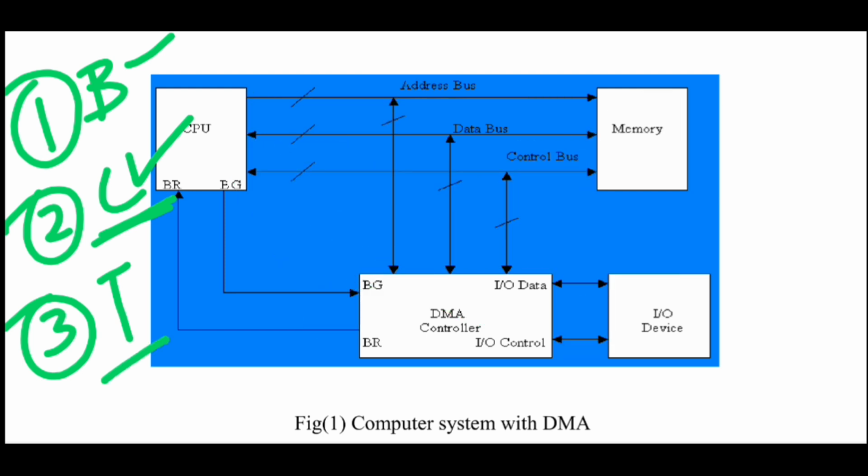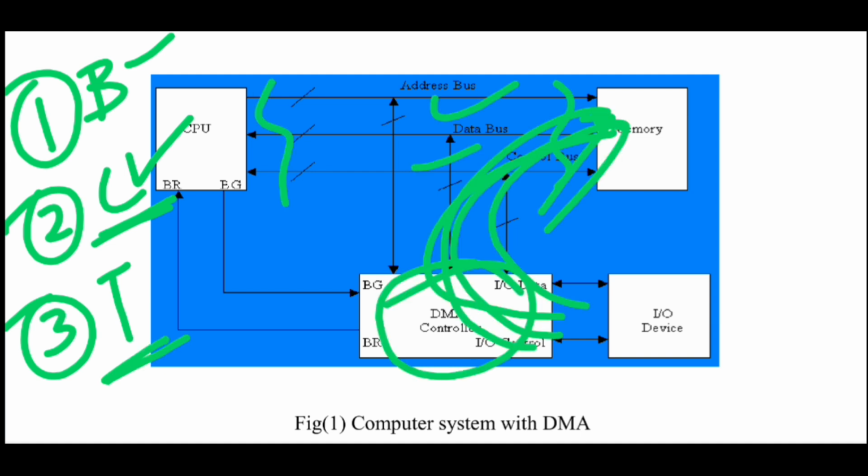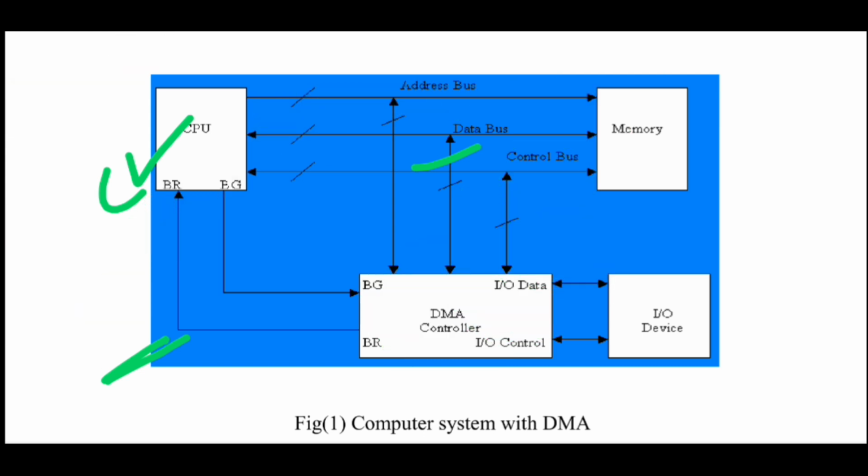Then there is transparent mode. What is transparent mode? When the DMA controller feels the system bus is free, it will immediately transfer the data. When the DMA controller feels that the system bus is free, it says, okay, let's transfer the data. This is called transparent. These are all about the DMA controller. Okay, thank you.